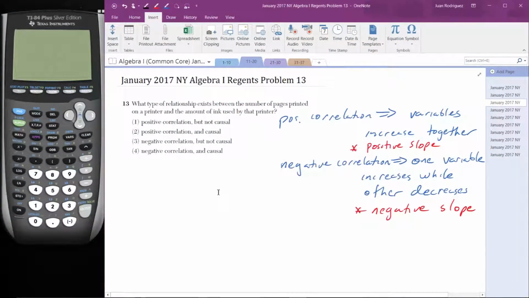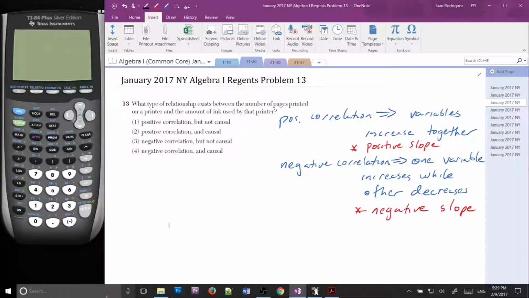Here's problem 13. What type of relationship exists between the number of pages printed on a printer and the amount of ink used by the printer? Is it positive correlation but not causal, positive correlation and causal, negative correlation but not causal, or negative correlation and causal? Definitely try the problem on your own. See if you get the same answer as we do. You should always try the answer before we give you the answer.